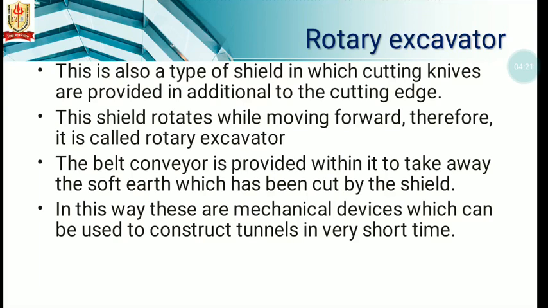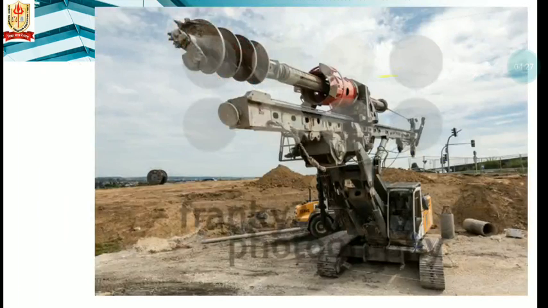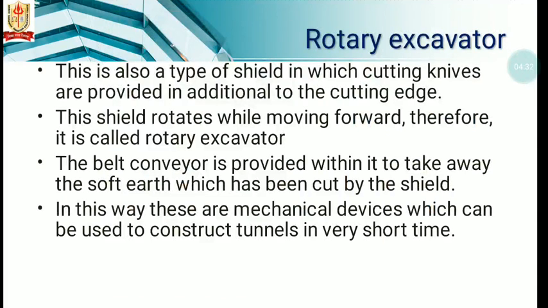Next is the rotary excavator. This is also a type of shield in which cutting knives are provided in addition to the cutting edges. Like this, the shield rotates while moving forward, therefore it is called a rotary excavator. A belt conveyor is provided within it to take away the soft earth which has been cut by the shield. In this way, these are mechanical devices which can be used to construct tunnels in very soft rock.